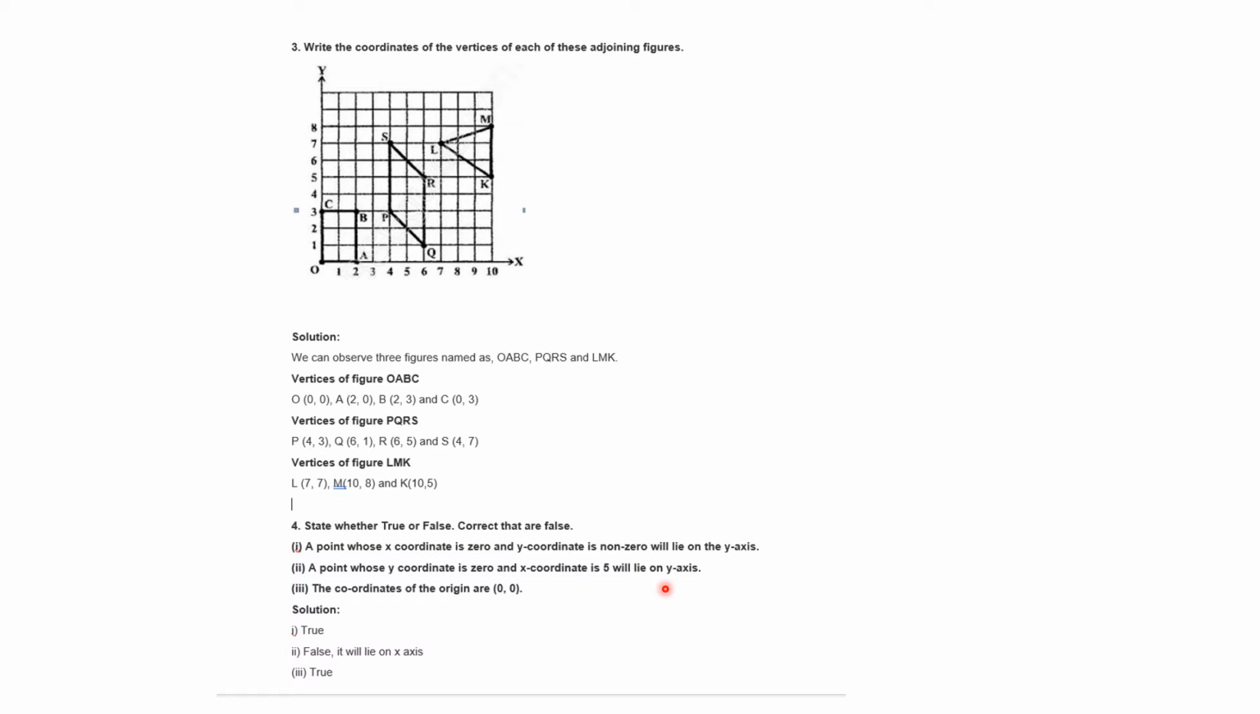Yes, second part: a point whose y coordinate is 0 and x is 5 lies on the y-axis. Okay, y is 0. We are not going to the y-axis, but x we are having coordinate 5. So it would not lie on the y-axis. It lies on the x-axis. So this one is false.